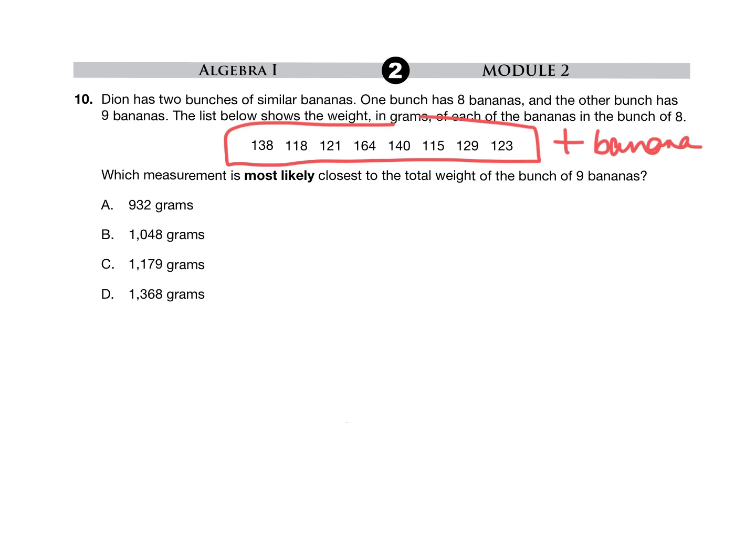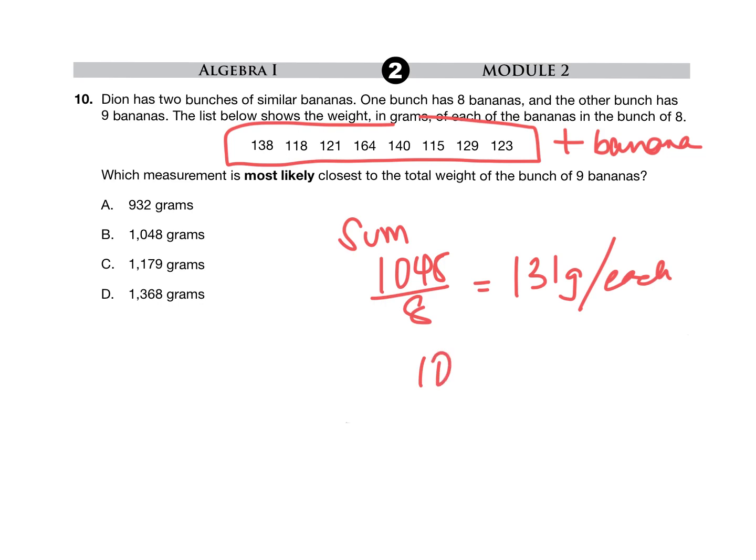So if I total these numbers up, I get that these guys have a sum of 1,048. And if I divide it by the 8 of them, that means there's roughly 131 grams in each banana. So if I take my 1,048 for my 8 bananas and add to it the 9th banana, 131, I would get 1,179, which was answer C.